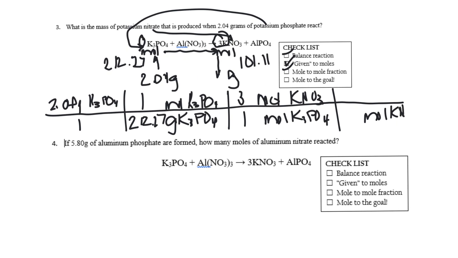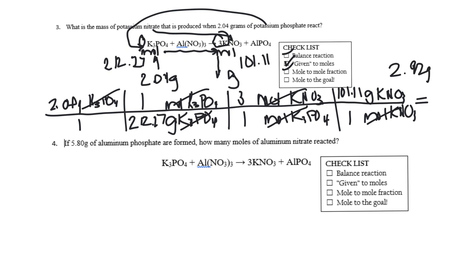Mole KNO3 comes down. Now I want to get grams KNO3. Now it's mole to the goal, which is the mass of KNO3. So 1 goes next to mole, and 101.11 goes next to grams. Now I go back, I cancel all my units. And I have everything set up, multiply across the top, multiply across the bottom, and I get 2.92 grams. Check my last box. I've done everything I need to do.